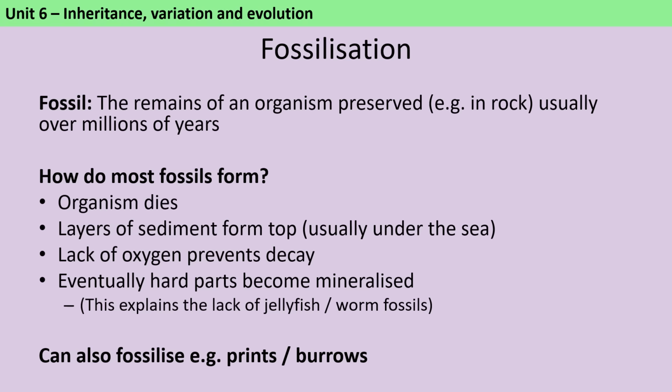Most of the fossils that we have are the rocky type, and they form when an organism dies and then layers of sediment, so sand and mud, form on top of the remains, and that's usually going to happen under the sea. Because oxygen isn't able to get in, bacteria aren't able to decay things. So over a very long time, the hard parts like the bones or the teeth can become mineralized. So minerals take the place of the bones, and basically we end up with a rock that has the shape of the bone or whatever it is inside it. And this kind of explains why we don't really have many fossils of things like jellyfish or worms, because they didn't have hard parts to fossilize.